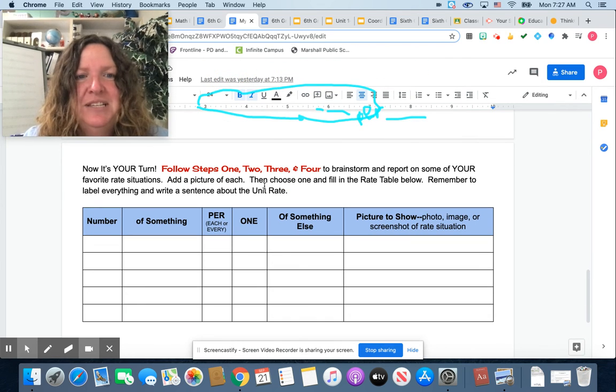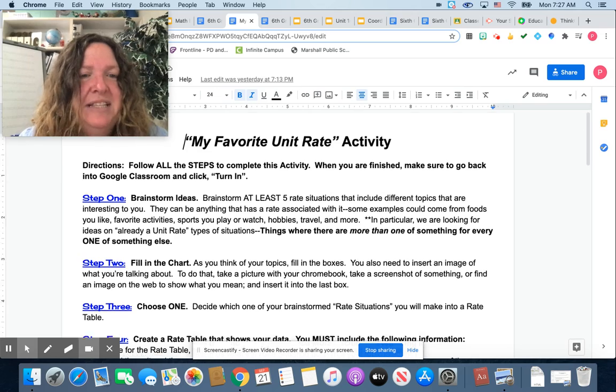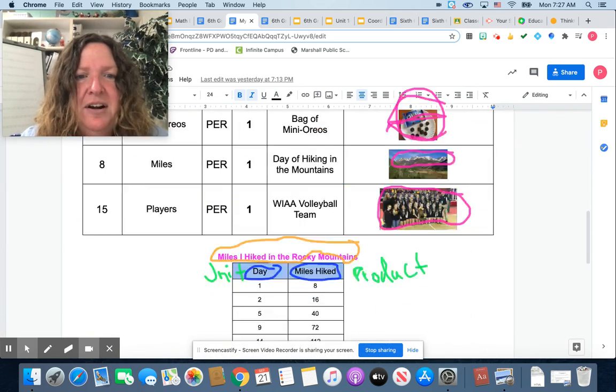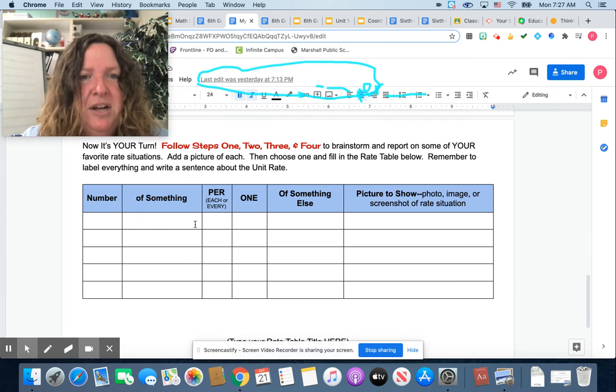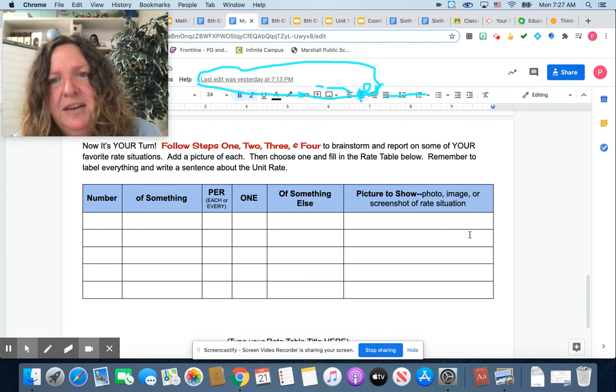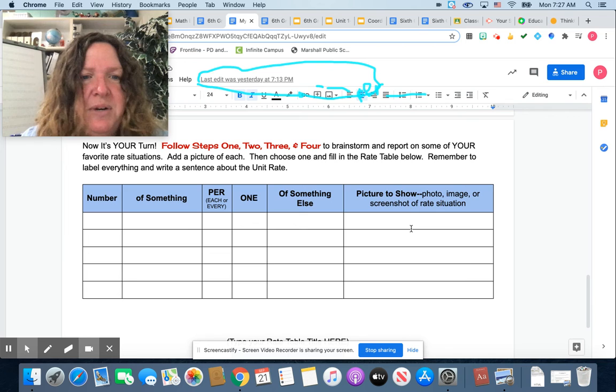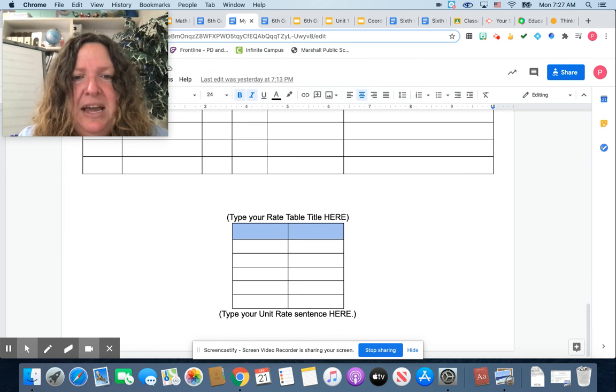It's your turn. Follow the steps. You can go back and reread the steps if you need more help. There they are. This is where you're going to brainstorm yours. Remember to put this number of something per one something, and then grab a picture or take a screenshot of it, something that's interesting to you. And there, I got your table started and set up.